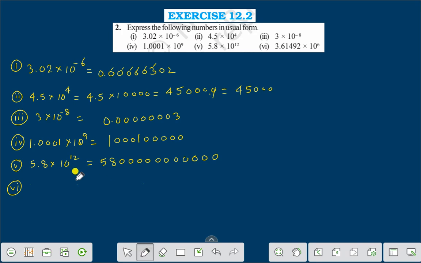Let us write it again. Question number 5 is 3.61492 into 10 to the power 6. Therefore, we are getting 3, 6, 1, 4, 9, 2. Right? That means from here you will count, 1, 2, 3, 4, 5, and 6. Right? This is the result, 3614920. In this way, you have to write the usual form.